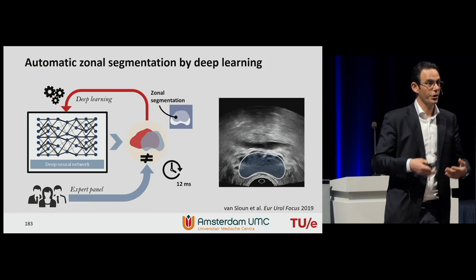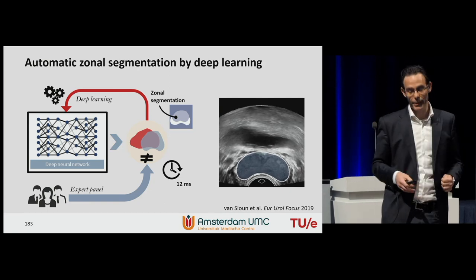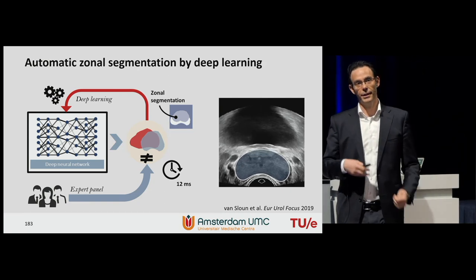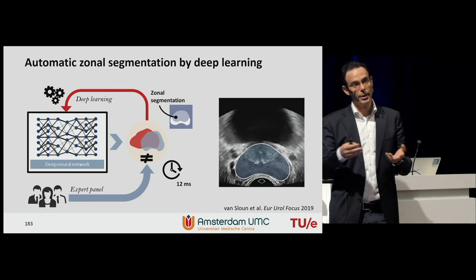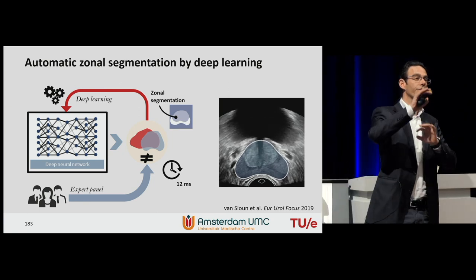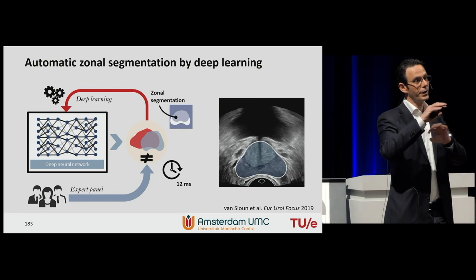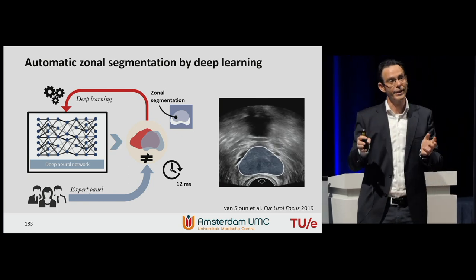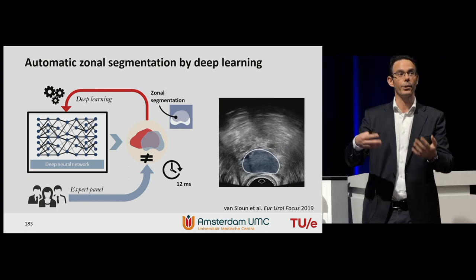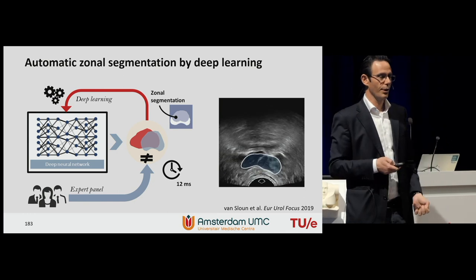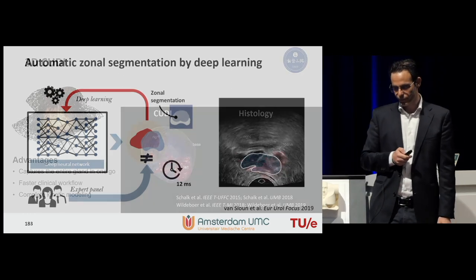And what helped also in achieving these results is being able, by AI, and here we developed a deep network, to segment the prostate also in the zones, because different zones in the prostate have different types of tissue, and knowing that and informing the machine learning framework about this helps a lot with the classification.